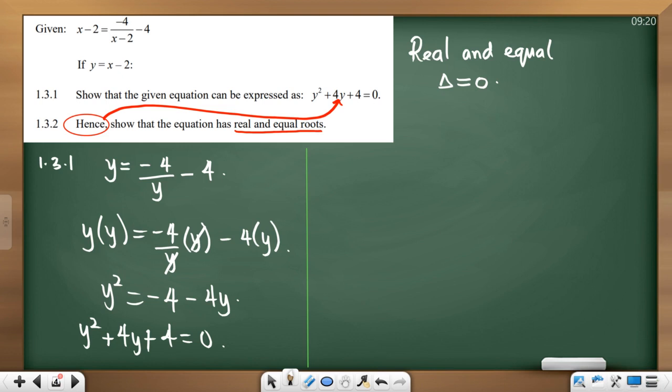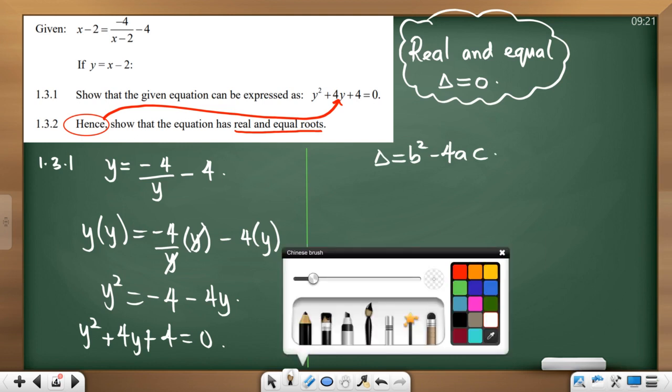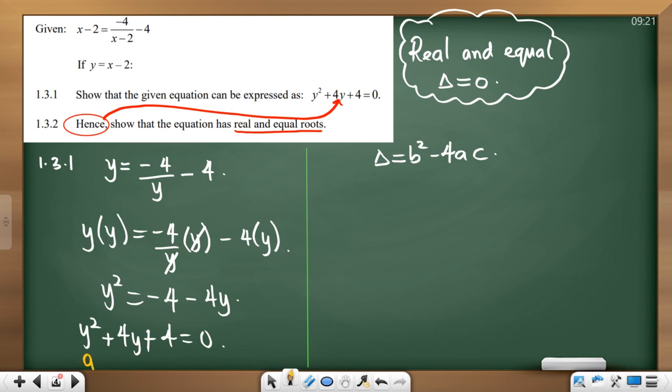Show that the equation has real and equal roots. So we are required to show that this is equal to 0. Please take note of the expression. If my discriminant is equal to 0, I am not going to equate it to 0. I must show that it is equal to 0. I hope it makes sense. So let's find our discriminant. Our discriminant is b squared minus 4ac. Do you guys remember where to get your a, b, and c from? That's your a, that's your b, and your c.